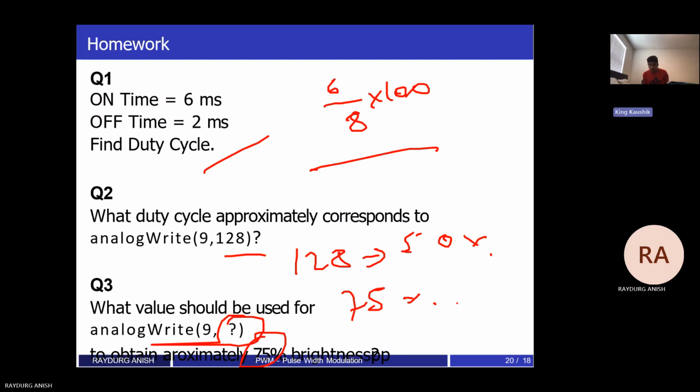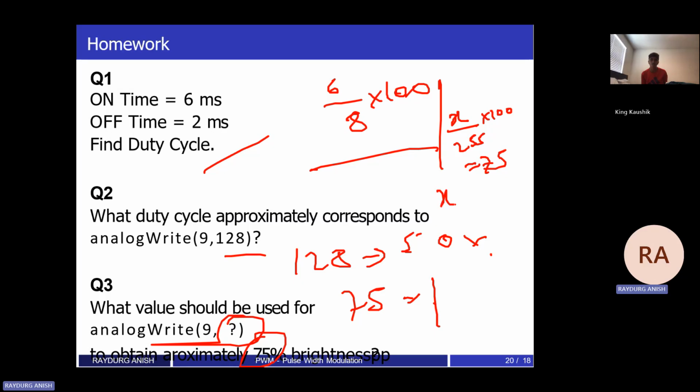You should just plug in the variable. Let us assume the value is X, and then X by 255 into 100 is equal to 75. Now you just send the 255 that side. So 75 into 255 divided by 100. Can you tell me what the answer is?